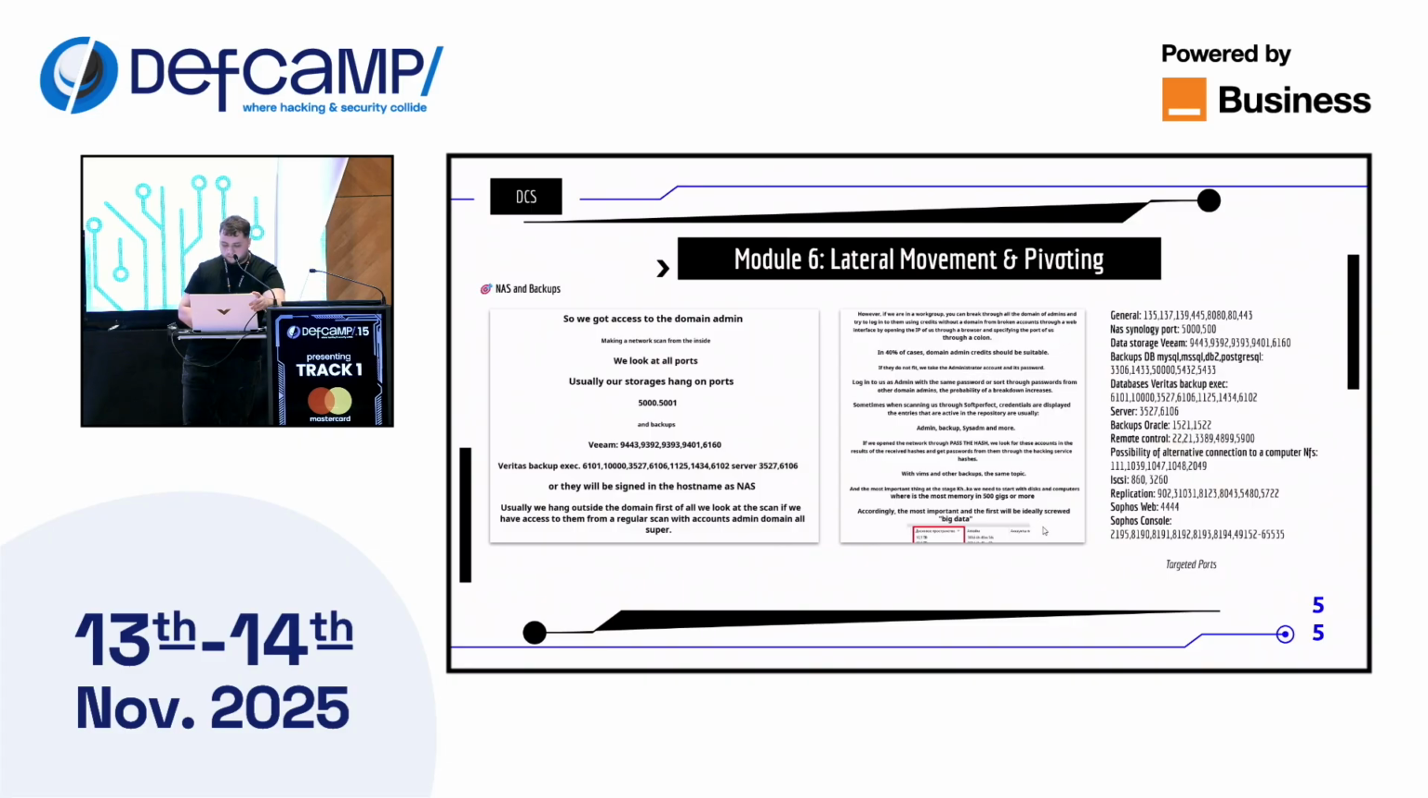And here, I don't think you can see this organization that he attacked. They had almost 1 petabyte of backups. So yeah, it was pretty bad.